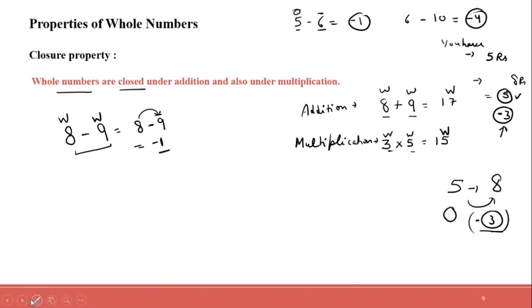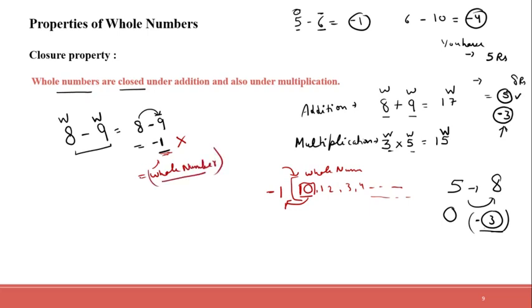And as we have studied, whole numbers start from 0, 1, 2, 3, 4, right? That means this minus 1 is out of this set of whole numbers, because nowhere from 0 to 4, 5, 6 and so on will minus 1 come, because minus 1 is smaller than 0. But in whole numbers, we consider 0 as the smallest number. So if I subtract two whole numbers, there is no guarantee that the outcome will be a whole number. We can see here, this minus 1 is not a whole number. That means we cannot say that the closure property applies to subtraction, because we are not getting a whole number every time we subtract whole numbers. I hope you got this concept.